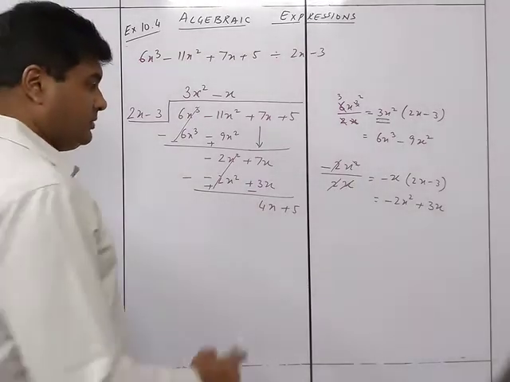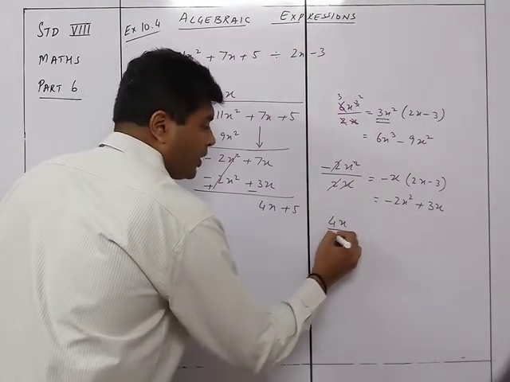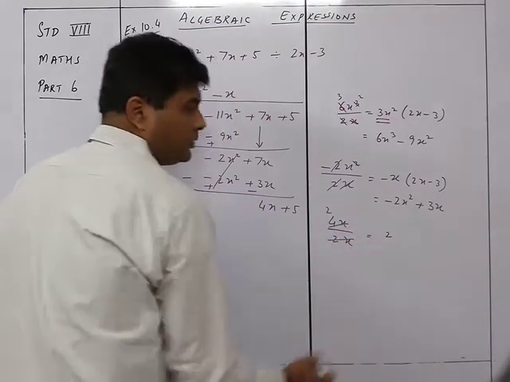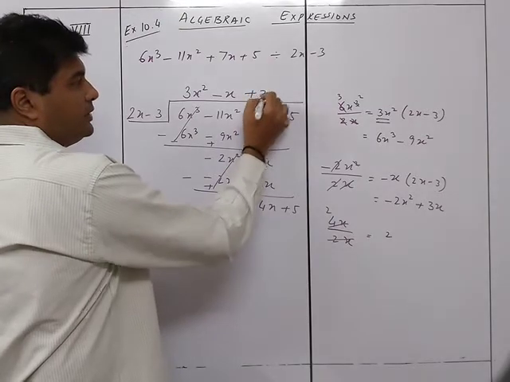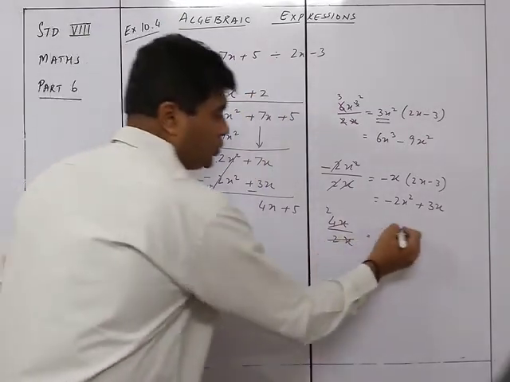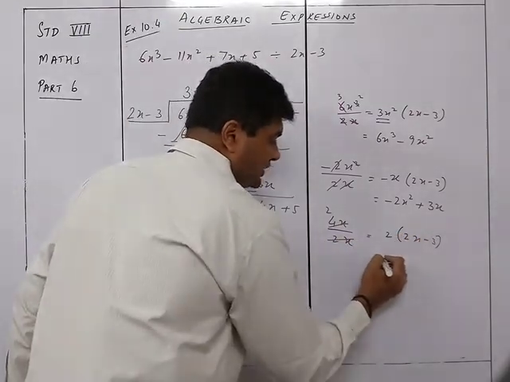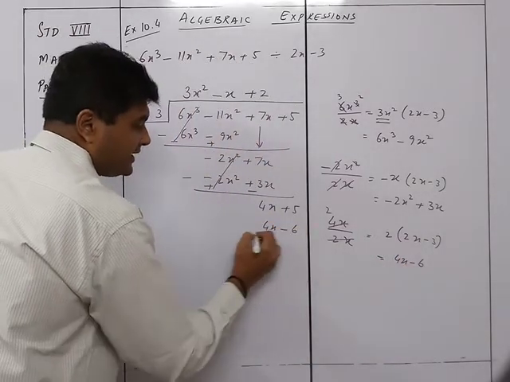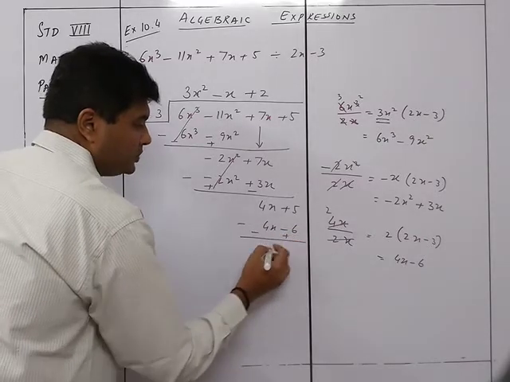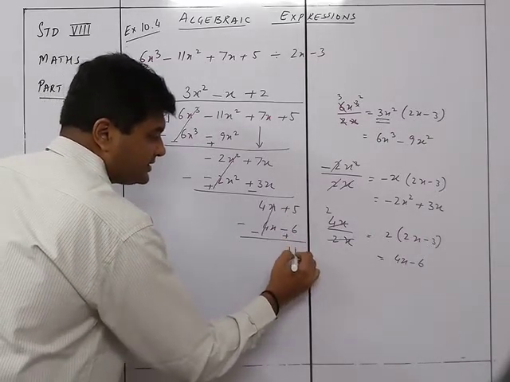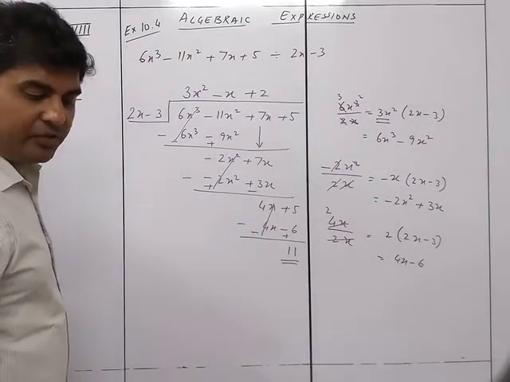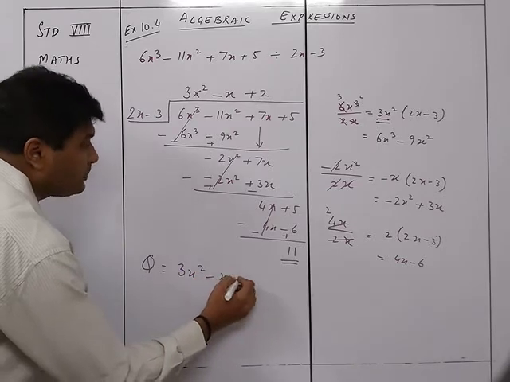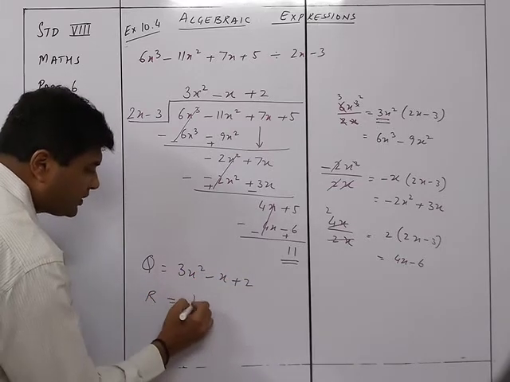Do the same thing again. 4x upon 2x gives you 2. So write 2 over here. Now multiply 2 with 2x minus 3, so that is 4x minus 6. Put 4x minus 6 over here. Signs change, this gets cancelled, and this is 11. So the quotient is 3x square minus x plus 2, and the remainder is 11.